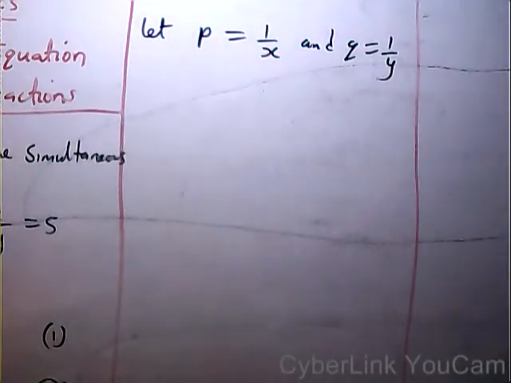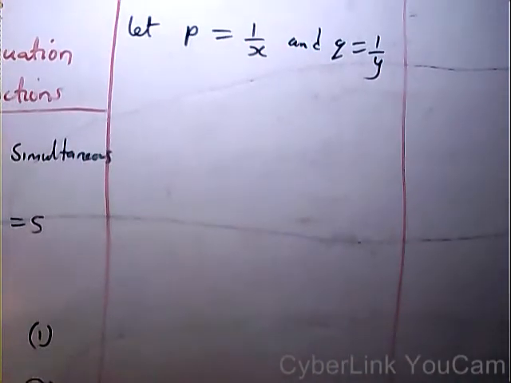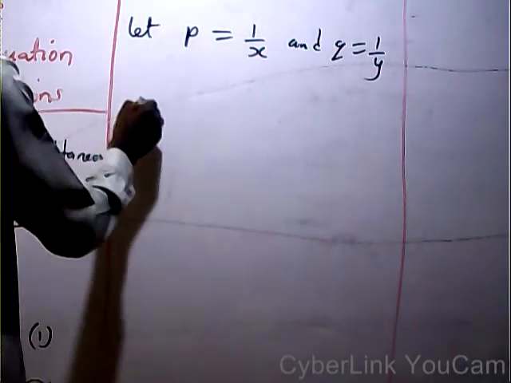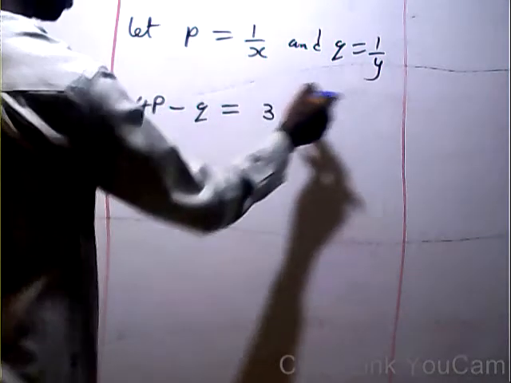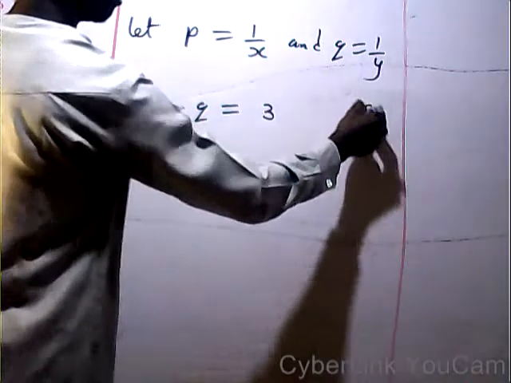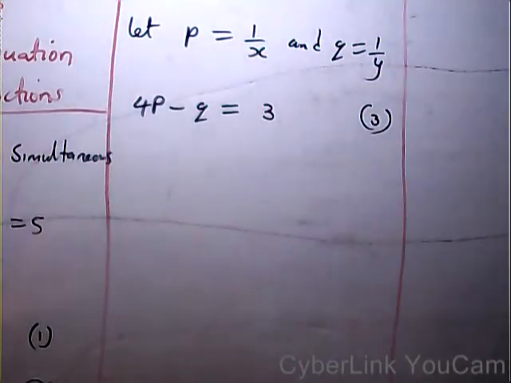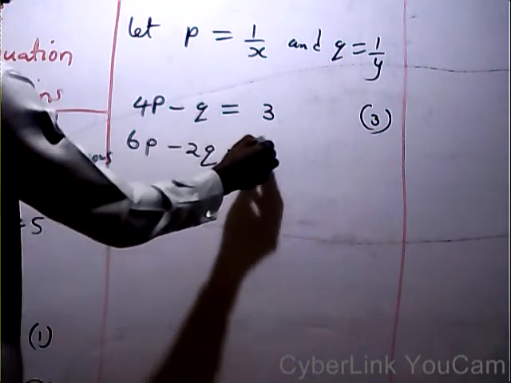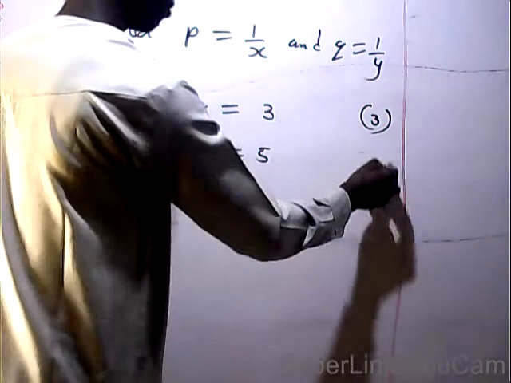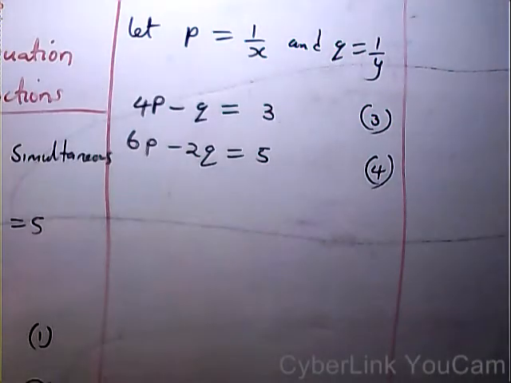If that is the case, don't forget that I said I can factor 4 out. If I factor 4 here, I will have 1 over x. That means the equation becomes 4p minus q is equal to 3. So equation 1 is now equation 3. Also, the second equation, I will have 6p minus 2q is equal to 5. So equation 2 will now become equation 4. So it is now linear without looking for any factor. In that sense, you can now solve simultaneously using any convenient method.